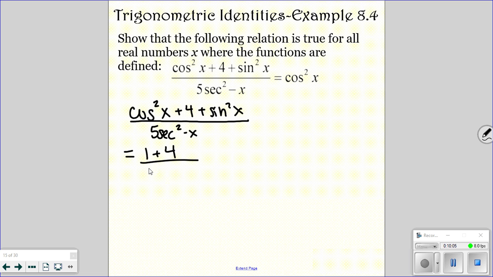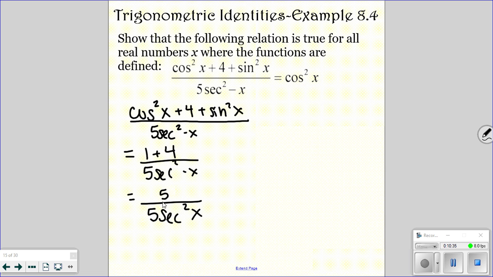And then in the denominator, I'm going to keep the 5 secant squared of negative x. You only want to make one change at a time, so that would be the first step. Going from here, what can we do with secant of a negative x? It's just like cosine in that the negative goes away. So we're going to have 5 secant squared of just x.